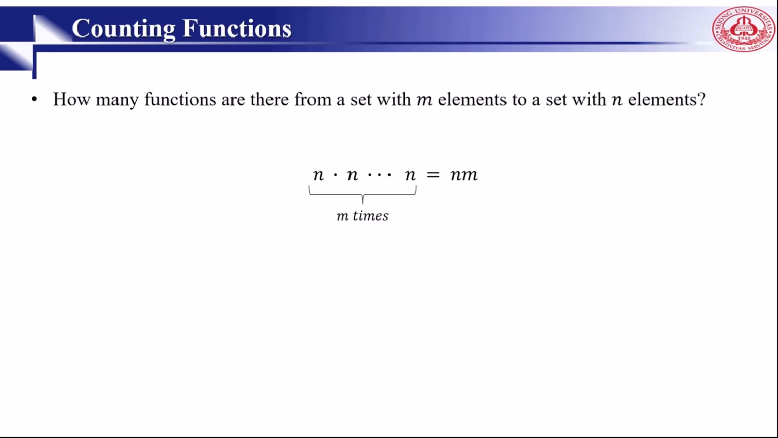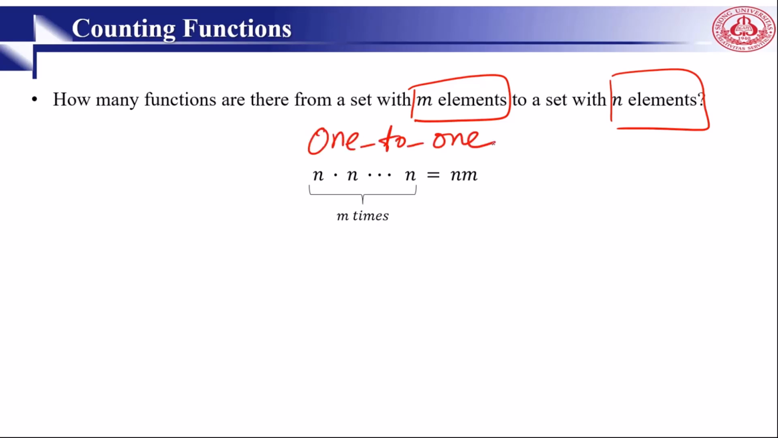We also have some counting functions. For example, how many functions are there from a set with m elements to a set with n elements? A function represents a choice of one element. So we have a choice of 1 of n elements of the codomain for each of the m elements, right? The product rule tells us that the number of functions is n multiplied by n, m times, which is n to the m. This is counting functions.